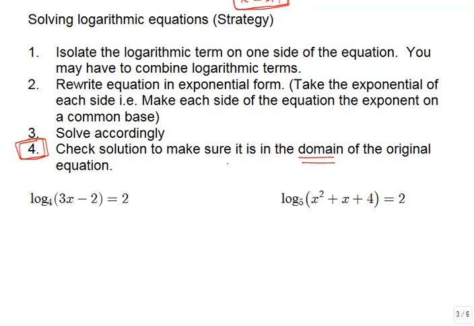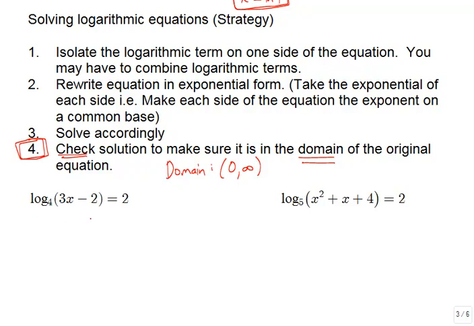Because remember that the domain of a log is that you can only take the log of positive values. So everything between 0 and infinity, not including 0. So you have to make sure that whatever your x value is for your solution, if you plug it back in, you never want to be taking the log of something negative or the log of 0, because that would be undefined. So we are going to have to always make sure that we check our solutions for log equations.